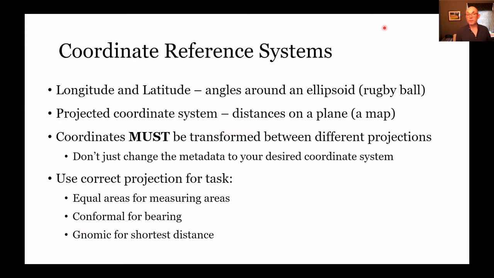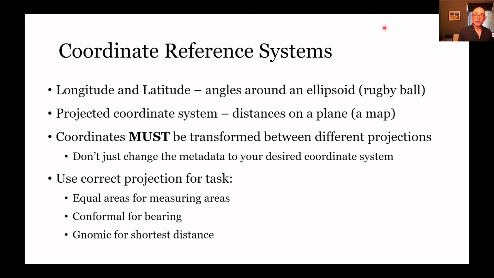So, in summation, longitude and latitude are angles around this ellipsoid, the ball-shaped thing. So if you see angles, that's longitude and latitude, not very convenient. When we have our projected coordinate systems, it's like distances in meters on a plane. And this is what's called, when you're creating a map in ArcGIS, ArcMap, a measured grid. So when you want to get your coordinates around the edge of the map, you're looking for a measured grid, and then you'll get that.